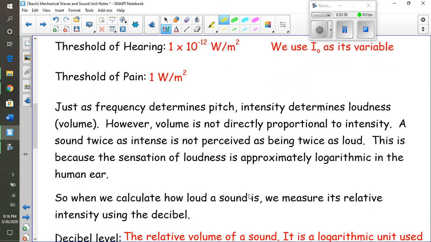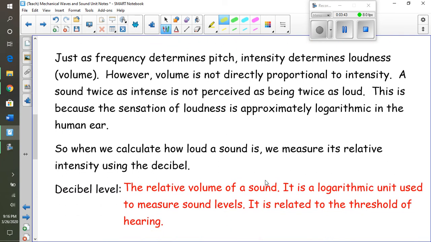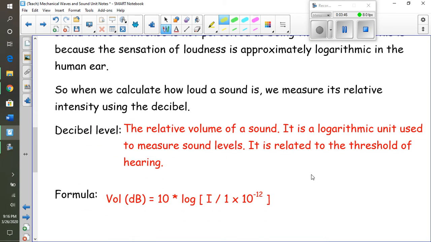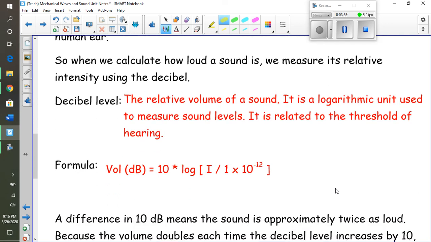So when we go to calculate how loud something is, we typically use a relative intensity, and that's what the decibel level is. Decibels are the relative volume of a sound. It's a logarithmic unit, and it's always related back to the threshold of hearing. So the formula for it, you can see, it's not too bad. It's 10 times log, and in the argument of the log, we've got the intensity divided by the threshold of hearing.